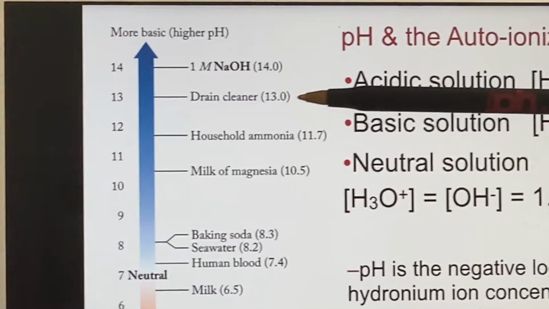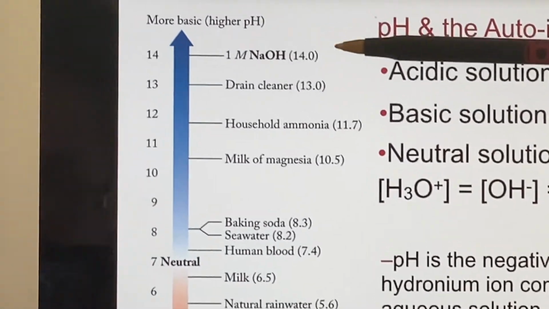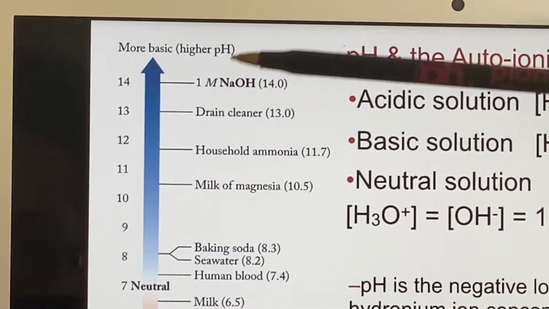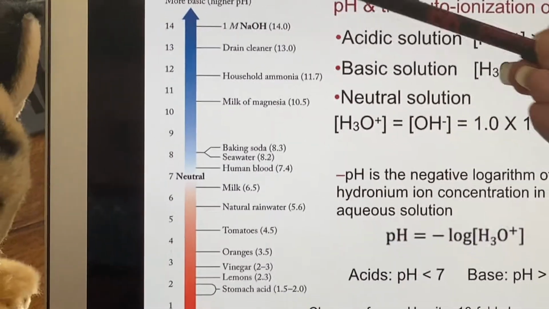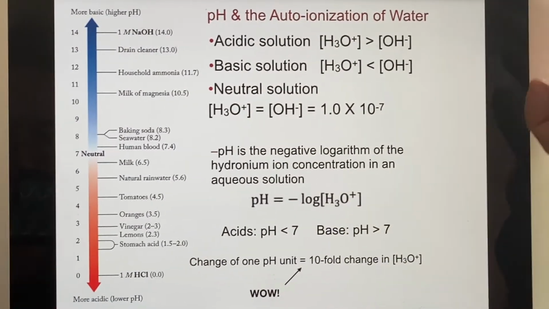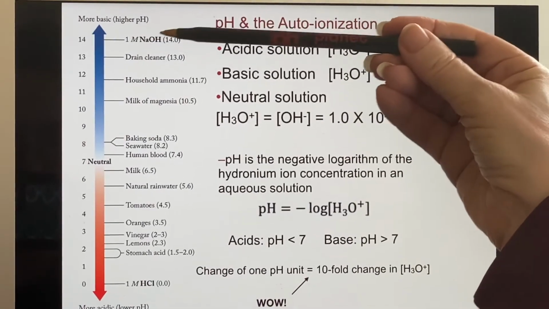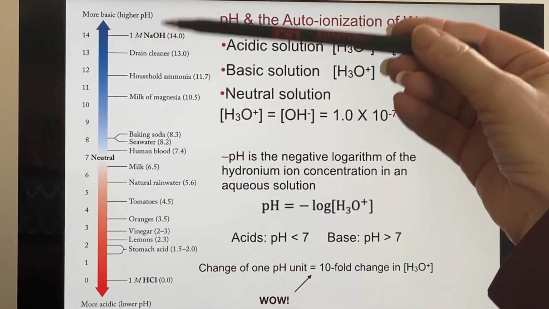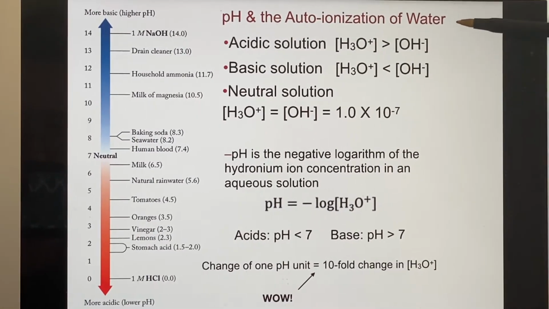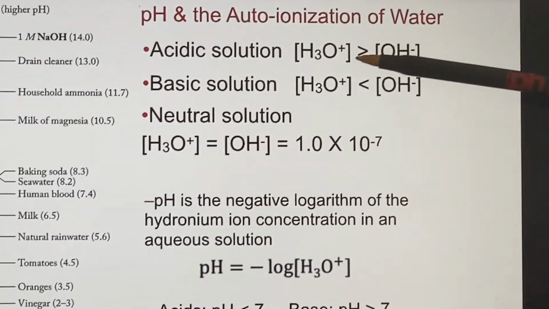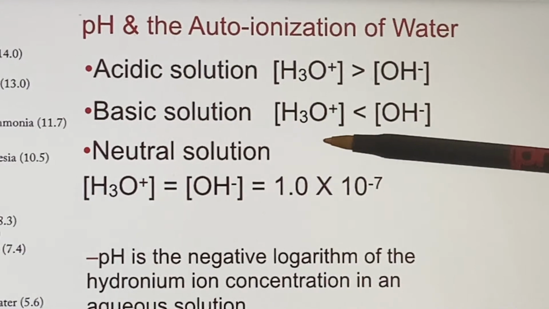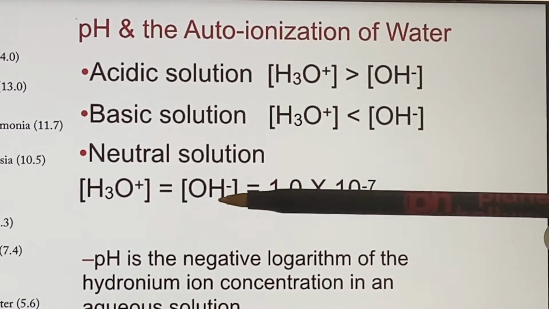Ammonia, drain cleaner. And whoa, sodium hydroxide is the high end. Yes, it's one of our strong bases, just like we had the strong acid down here. 1 molar sodium hydroxide is going to all form 1 molar hydroxide ions because it all dissolves, goes to completion. So pH and the auto-ionization of water. If you have an acidic solution, you're going to have more hydronium ions than hydroxide ions. If you have a basic solution, the opposite is true. If you have a neutral solution, they are exactly equal.